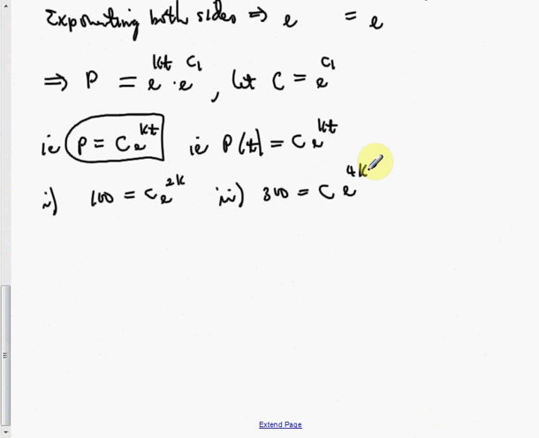Now, they want us to find the population when T is equal to 0. So that's the goal here. So notice from this first one, it doesn't matter which one you pick. So here from the first equation, C is equal to, if I divide both sides by e to the 2k, C is equal to 100 times e to the negative 2k.